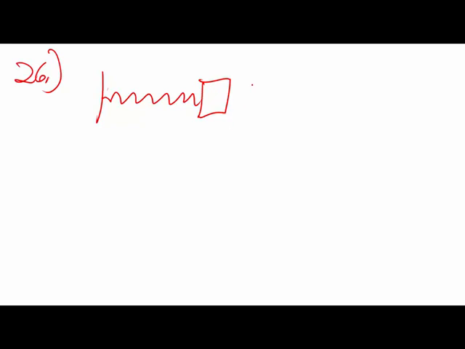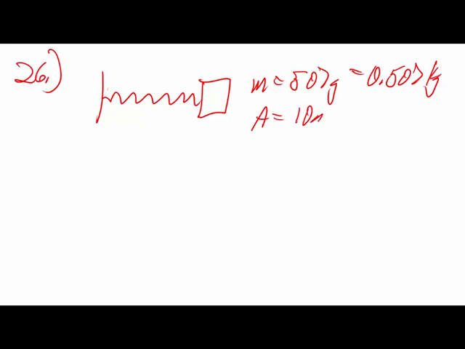The mass is 507 grams, which is 0.507 kilograms, okay? It oscillates with an amplitude of 10 centimeters, which is 0.1 meters, okay? And it has a spring constant, a K constant, of 20 newtons per meter, okay? We need to find the period of the spring, the maximum speed, and the total energy, okay?